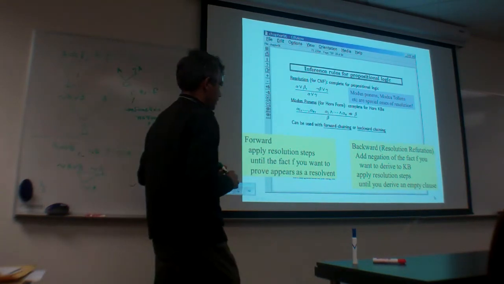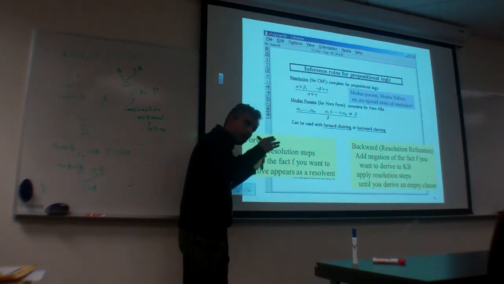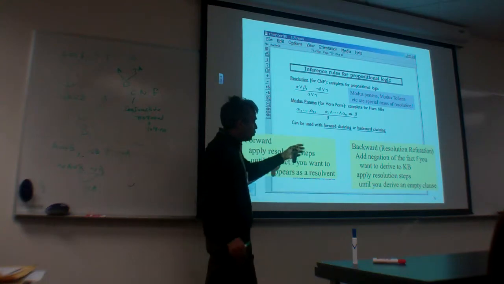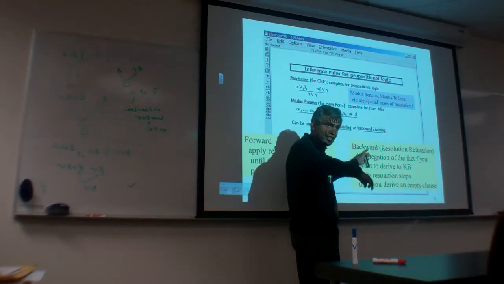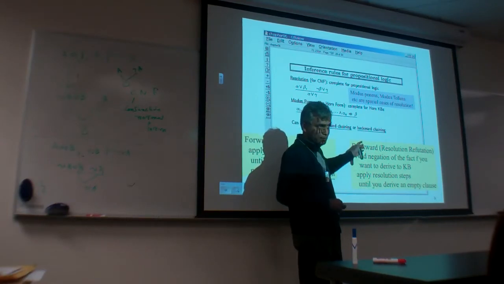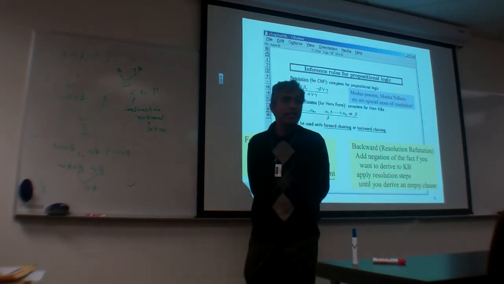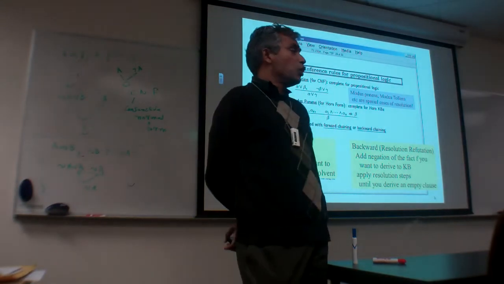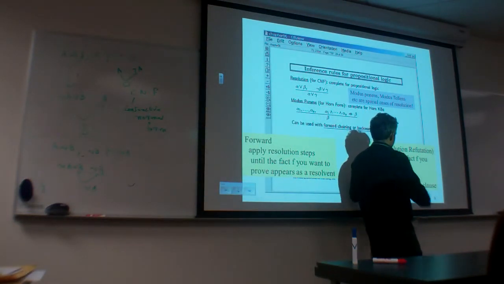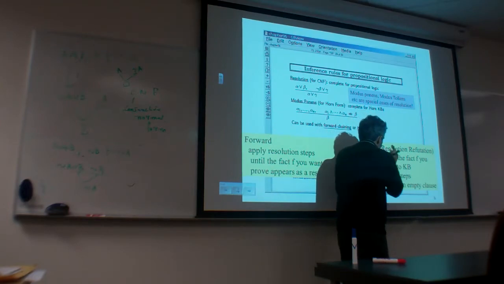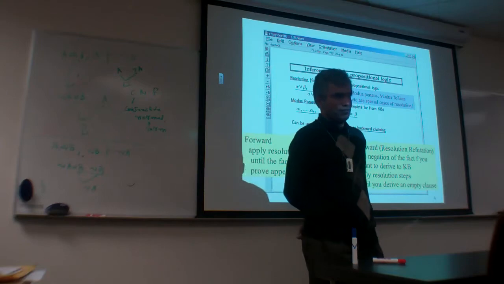Okay, so you can use resolution in the forward way until you reach the theorem, or you could do it in the reverse way, which is proof by contradiction, where you add the theorem that you want to prove in the negated form and keep doing resolutions until you get an empty clause. It turns out that this is actually the preferred way to use resolution.